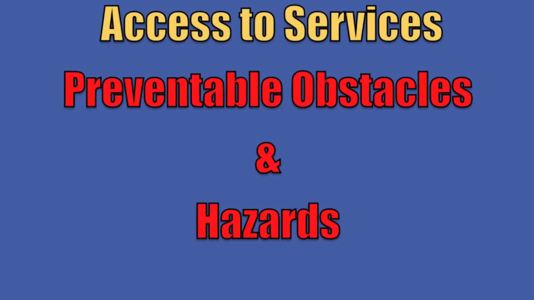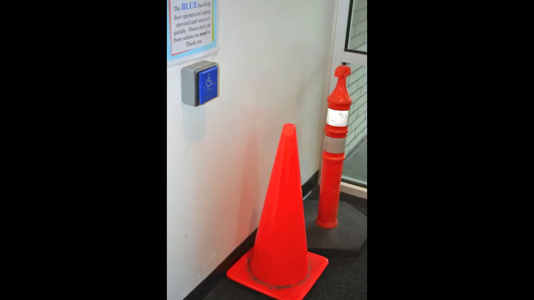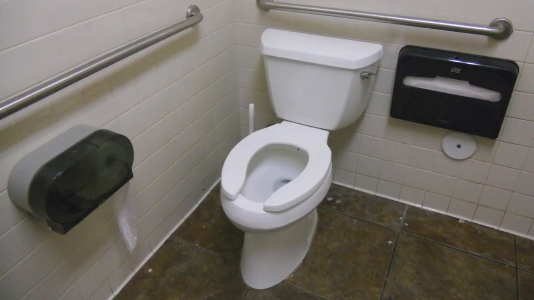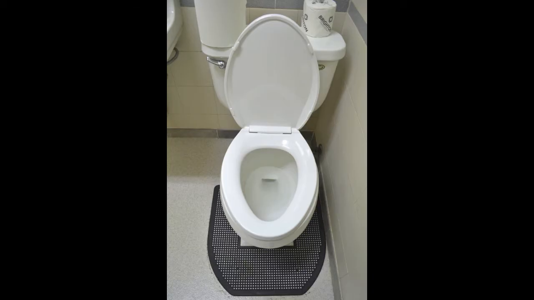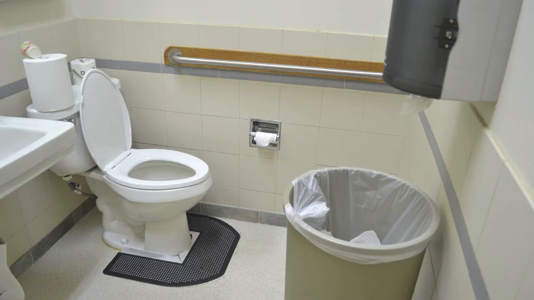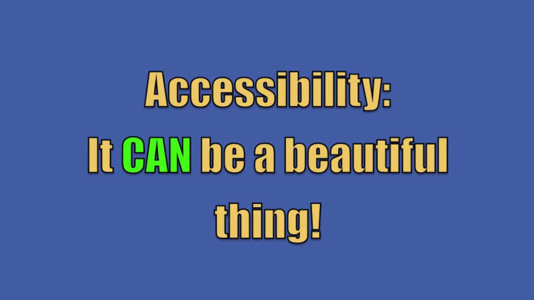Access to services, preventable obstacles and hazards. Sometimes the design is right, but human error can create an obstacle that will prevent accessibility. A split toilet seat can pinch or cut someone who has no control or feeling in their legs. Use a full round toilet seat whenever possible. No split toilet seat here, but look at the positioning of the trash can, another preventable obstacle.